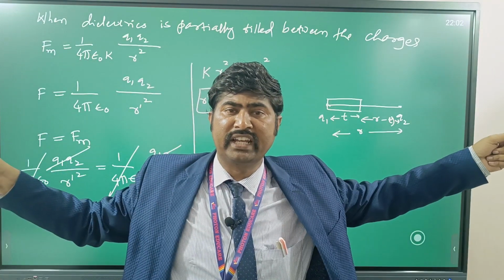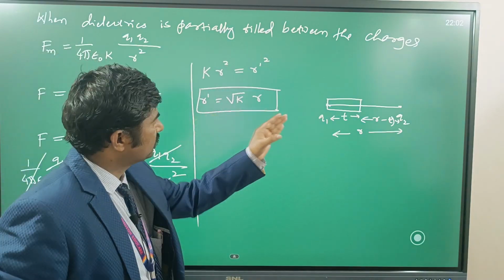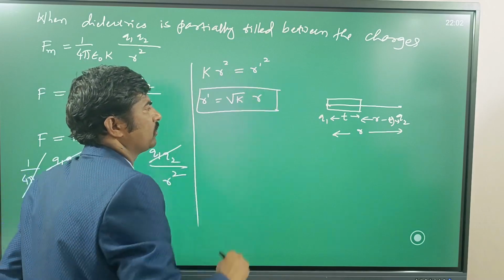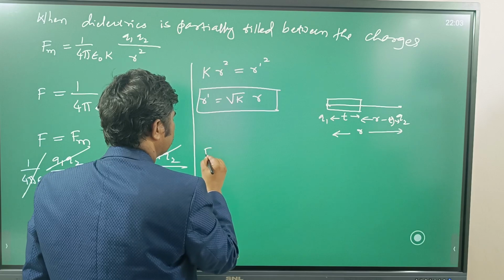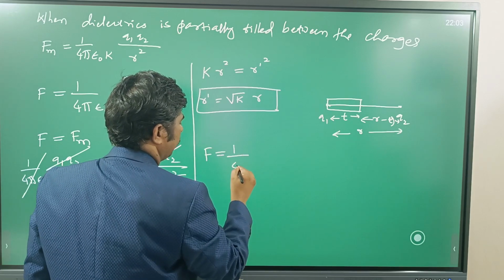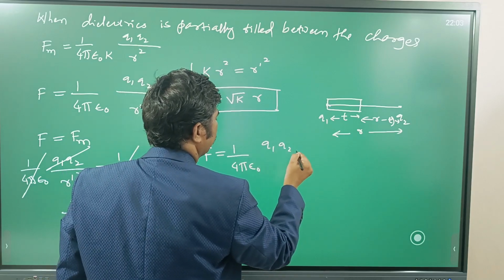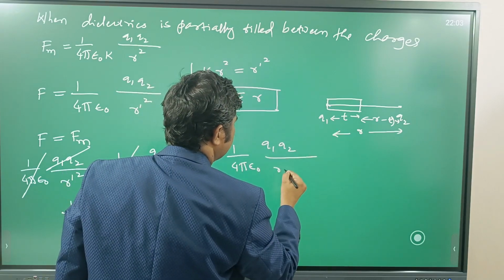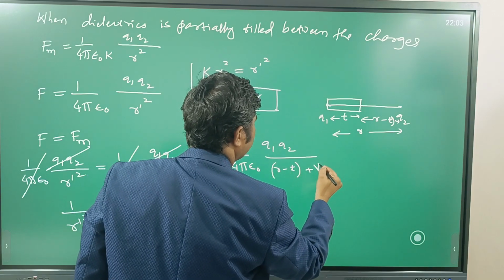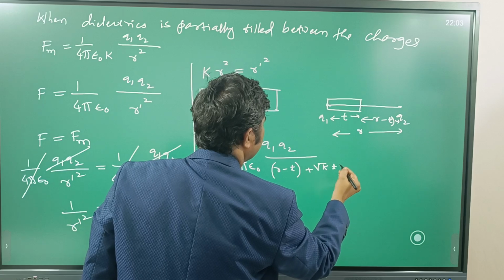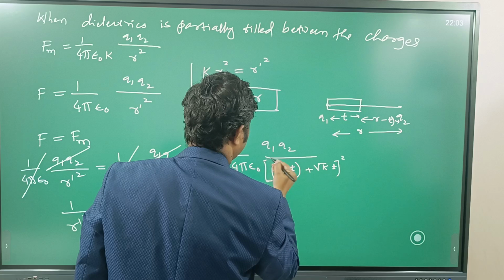As the distance increases, the force between the two charges decreases. So by introducing this constant, this value is considered to be the thickness of the material. Now the new force will become F is equal to 1 divided by 4 pi epsilon naught, Q1 Q2 divided by R minus T plus square root of K into T, the whole square. So this is a very important formula.